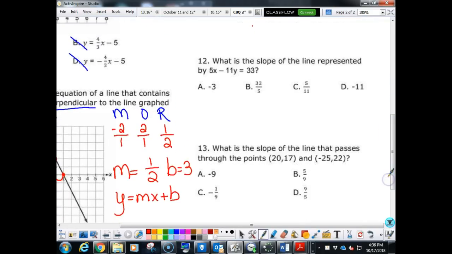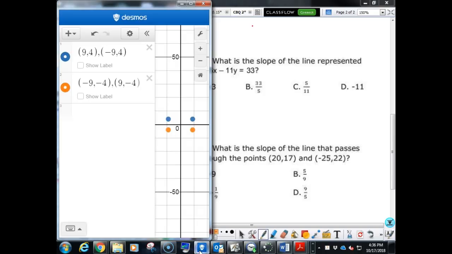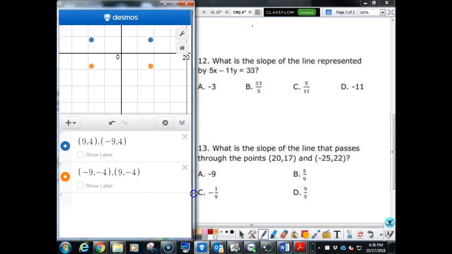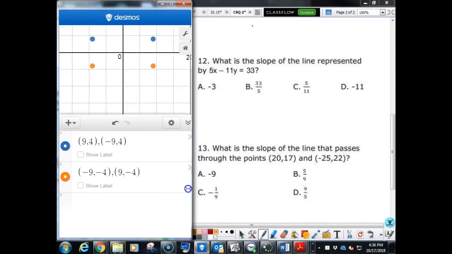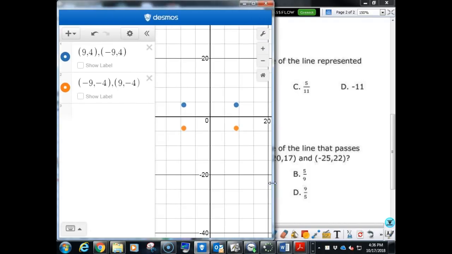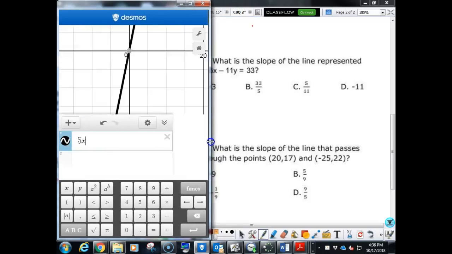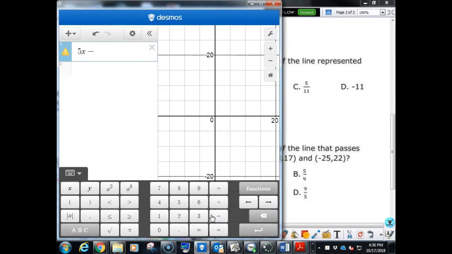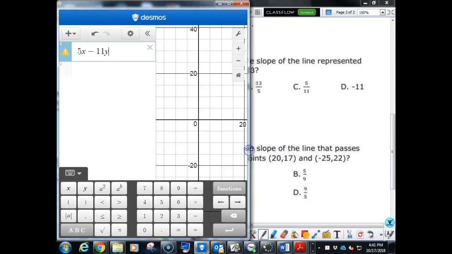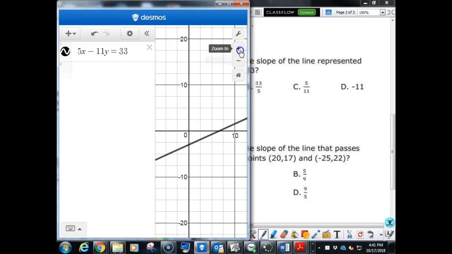Alright, we got 2 more. What is the slope of the line represented by 5x minus 11y equals 33? Alright, so remember, a good way to do this is to graph it. So 5x minus 11y equals 33.